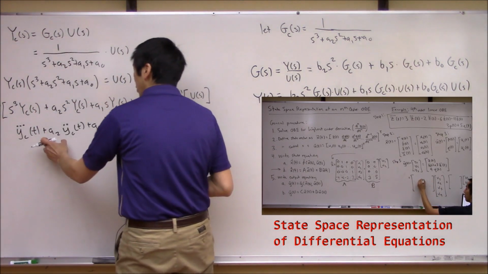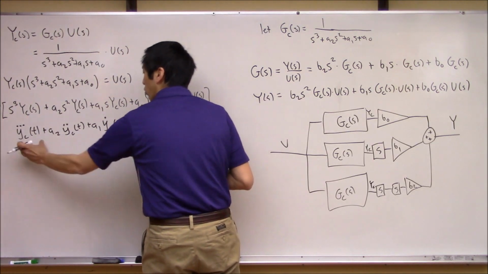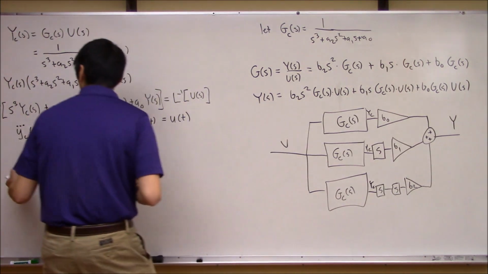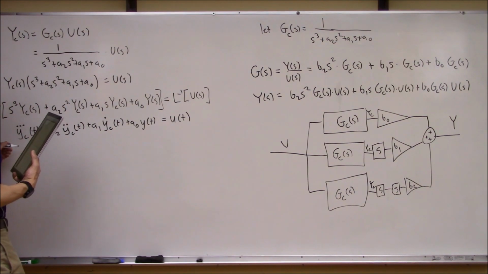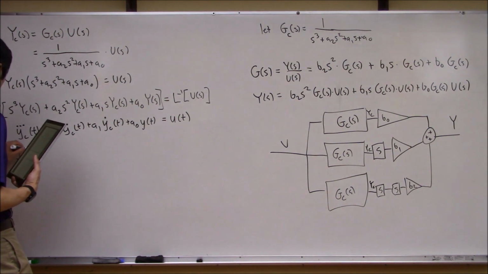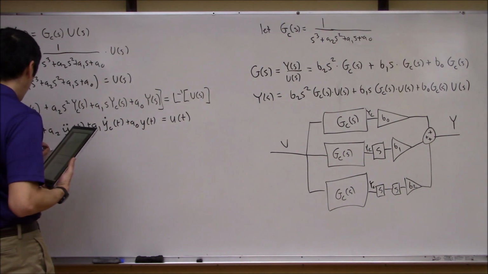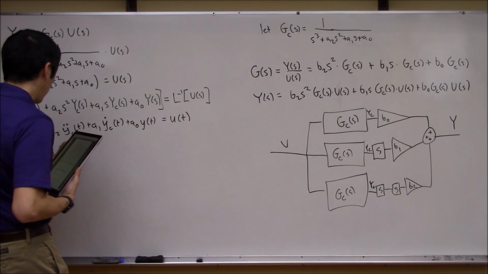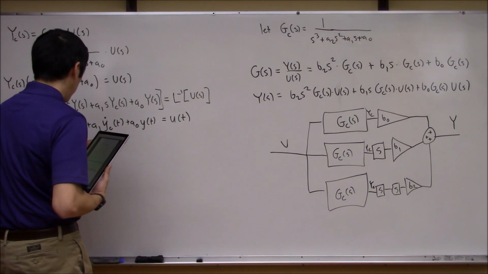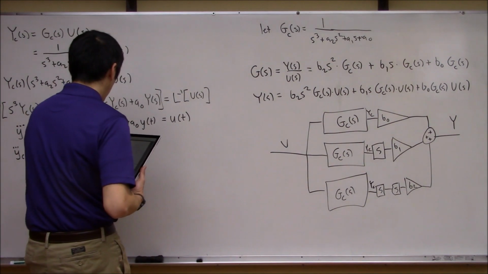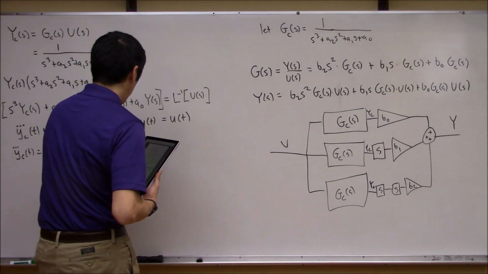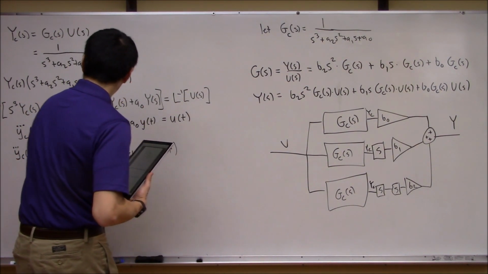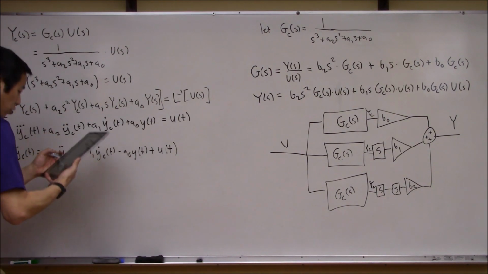But again, all I want to do is move everything. I'm going to solve for y triple dot because that's the highest order, right? So this is pretty easy. We end up with just what? y triple dot c of t is equal to negative a2 y double dot c of t minus a1 y single dot c of t minus a0 y c of t plus u of t, right? Okay, so there we go.